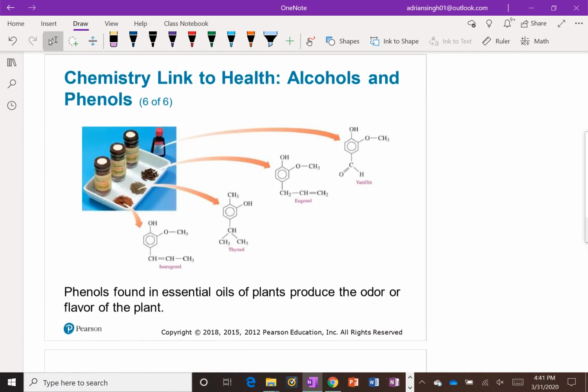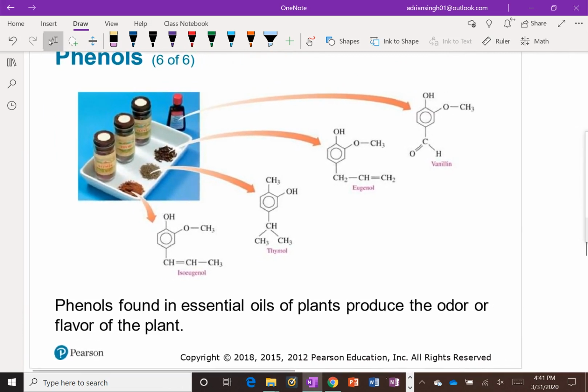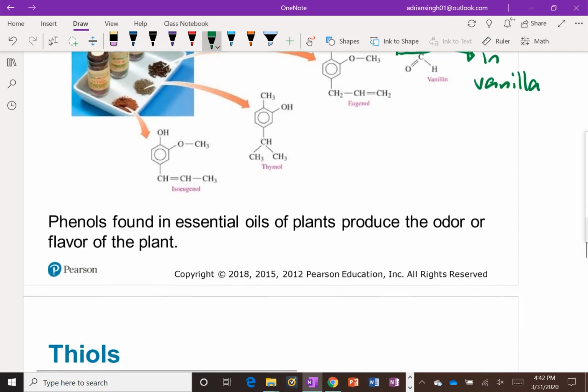Certain types of phenols are also found in other uses. So for example, if you look at some of these flavoring and essential oils for different plants that are responsible for odors and flavors, we can actually see phenol being a very big part of these structures. So for instance, vanillin up here at the top has that phenol part of it. And vanillin obviously is what you find in vanilla, and that's the chemical in it that is responsible for the odor and the flavor of that plant.